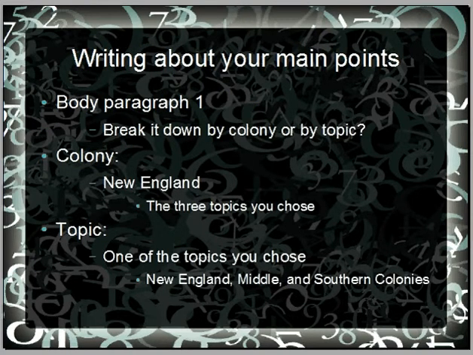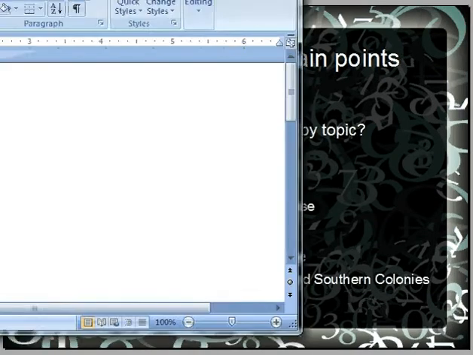When writing about your main points, again, it depends on if you want to break it down by colony or by topic. If you are going to write your main points by colony, start with New England and then the three topics you're choosing to analyze. If you're going to write by topic, start with one of the topics you chose, and then an analysis of the three zones. So I don't want to get too confusing. I'll give you an example here in a minute. Actually, let's do it now. Okay.